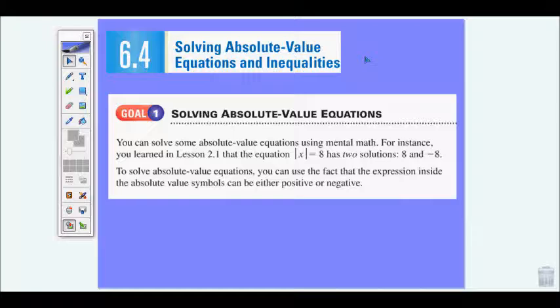You can solve some absolute value equations using mental math. For instance, you learned way back in lesson 2.1 that the equation, the absolute value of x equals 8, has two solutions. That x could either be 8, but x could also be negative 8, because inside the absolute value symbols, if you apply those symbols, that value becomes 8. To solve absolute value equations, you can use the fact that the expression inside the absolute value symbols can be either positive or negative.